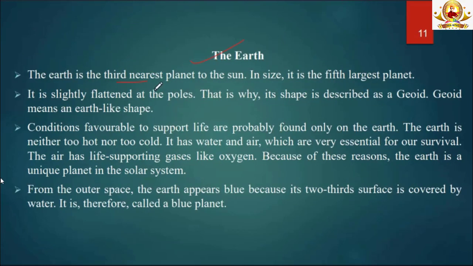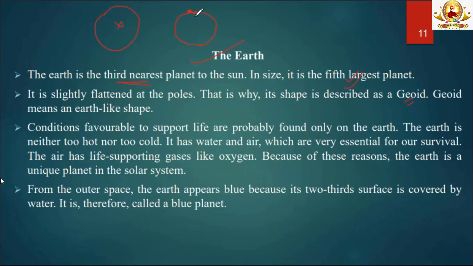Let's know about Earth. So Earth is the 3rd planet from the Sun, and in size it is 5th largest. That means there are 4 more planets which are bigger than Earth. Earth has a shape called geoid. What is geoid? That is, Earth is a little flattened at the poles. It is not a sphere. This is a sphere. This is not Earth. Earth is a little like this at the poles. It is a little flattened at the poles. So this is called geoid.